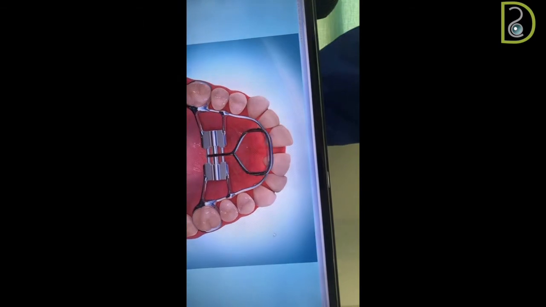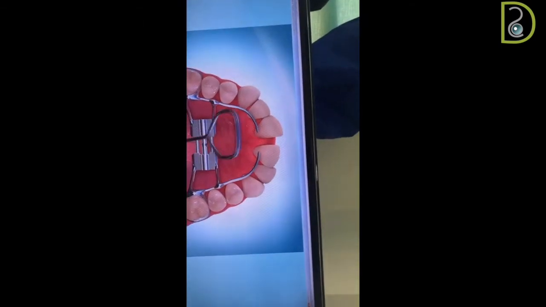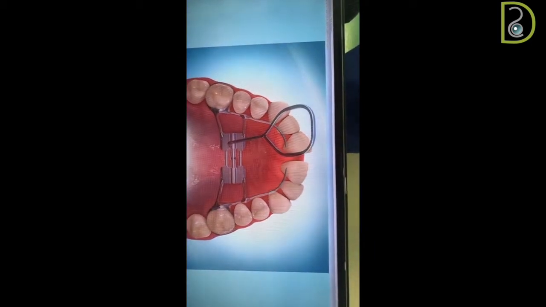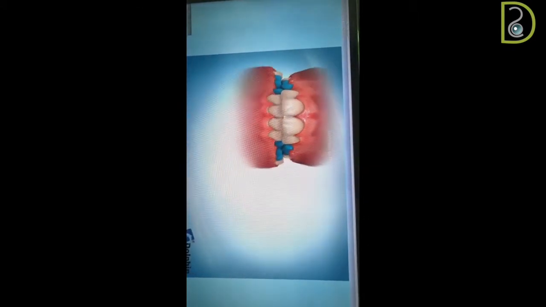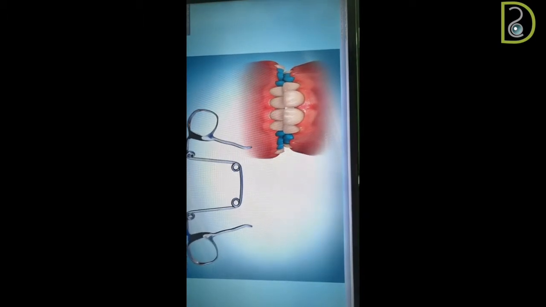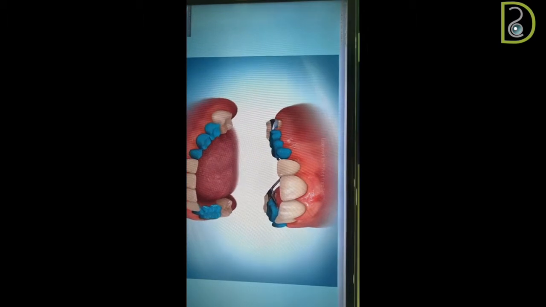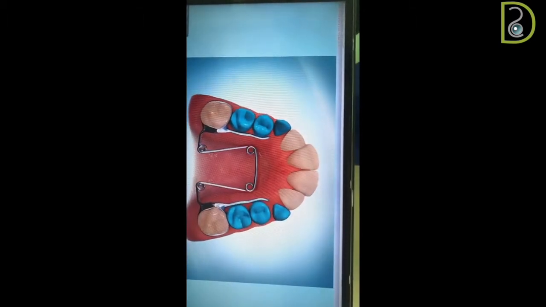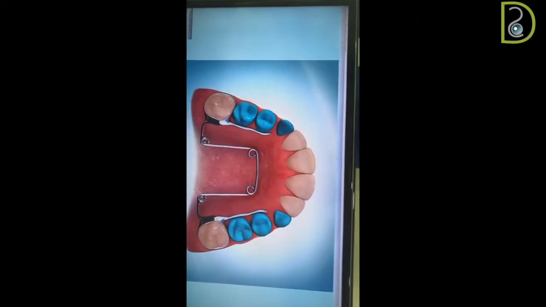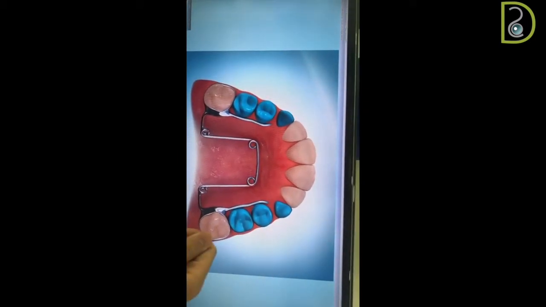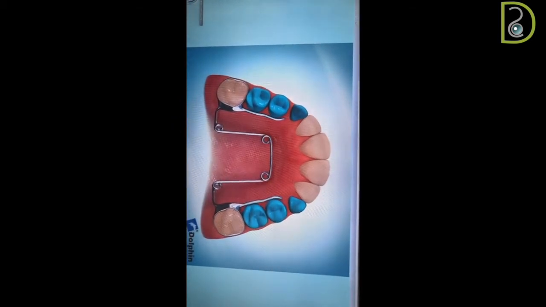Now, this is not the only way to expand. You can use different appliances, but I like this because it gives me more predictable result. You can use a quad helix, and this is used at a young age. 8-9 years old, you can use this. It's less force than the Hyrax expander, and you don't need the cooperation from the parents. They don't have to turn anything. You just activate it, cement it on, and you get a proper expansion.